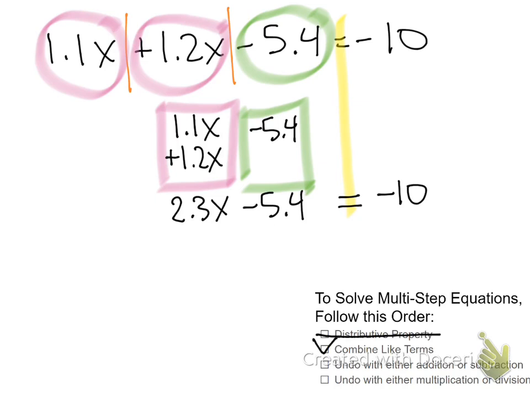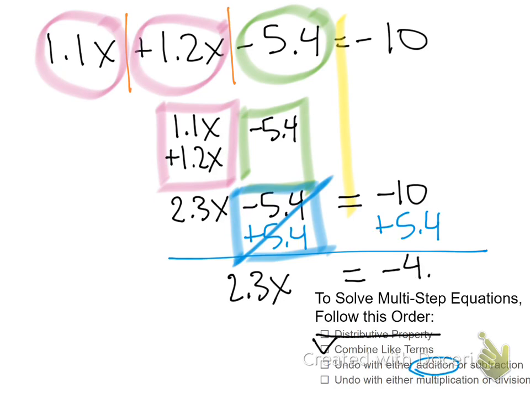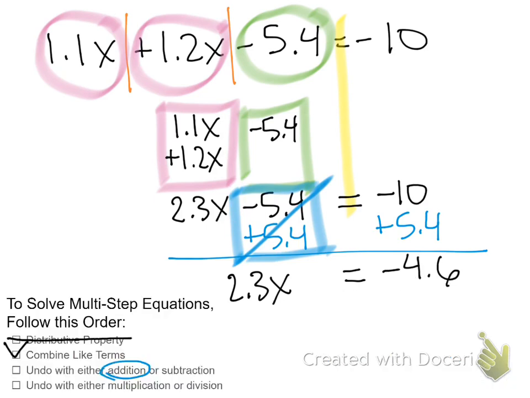Now I need to decide whether I should undo with addition or subtraction. I see that there is subtraction in this problem, so that is a sign to me that I need to undo with addition. So I'm going to add 5.4 to both sides. And if I've done this correctly, I should end up with opposites in this box, which I do, so that will cancel out. And that will leave me with 2.3x on this side. And I get negative 4.6 on the other side. So now I am done with my addition or subtraction step.